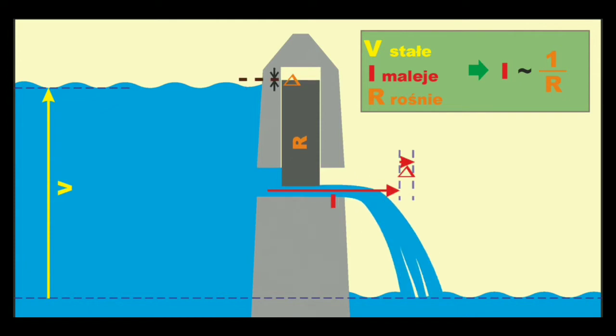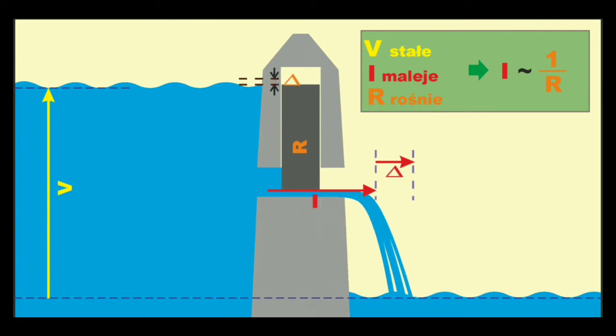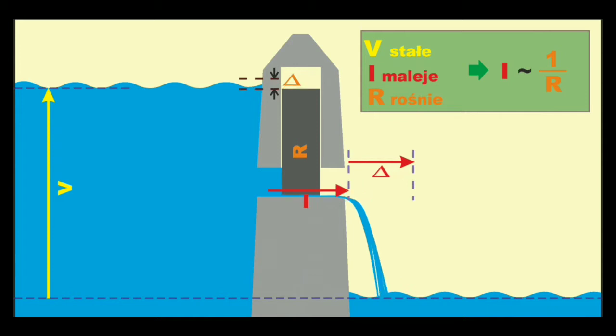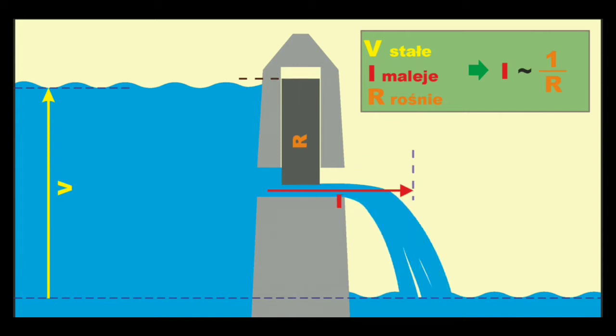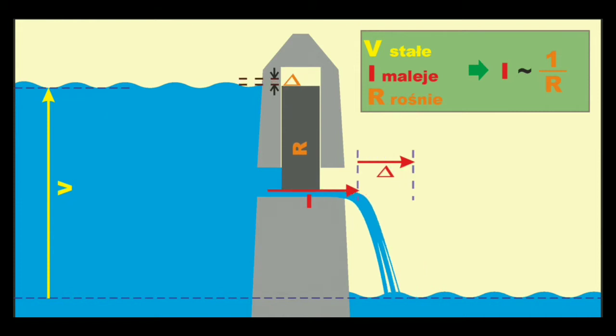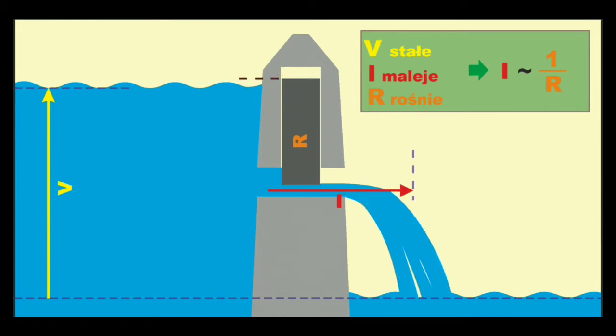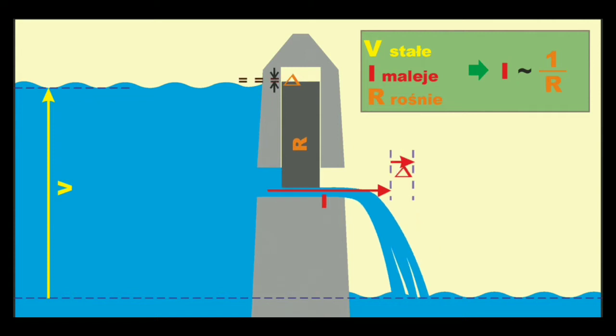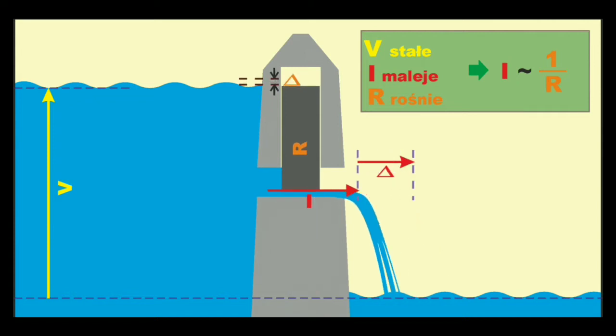Then, the gates of the dam can be compared with the resistance. If I bring the gate more and more downwards, the flow of water goes on decreasing. Similarly, if I go on increasing the resistance, the current will go on decreasing.